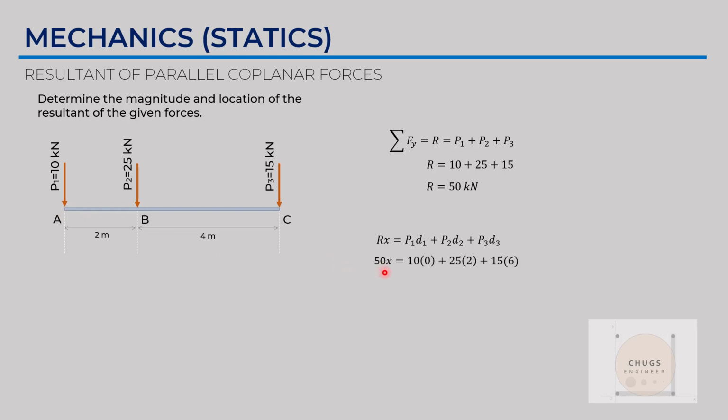Okay. So that is 50x. And then 10, this is P1, 0, yung distance. And then P2, that is 2 meters from point A. And then P3, that is 15 times 6 kasi yung 6 natin is from A to C. That is 6 meters. And we have 2.8 meters. So, ibig sabihin, dyan natin matatagpuan yung ating resultant.